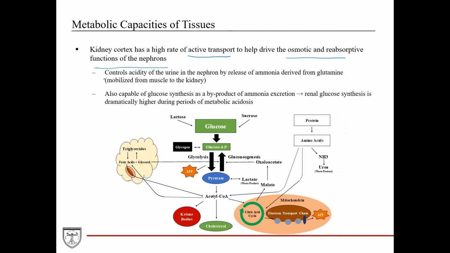The other thing the kidney does is help control the acidity of the urine by releasing ammonia derived from glutamine, which is mobilized from muscle to the kidney. As a result of that, it's also capable of glucose synthesis as a byproduct of ammonia excretion. Because of that, renal glucose synthesis is dramatically higher during periods of metabolic acidosis, because you're trying to excrete ammonia to help control the pH within the body. And so as you're excreting a high level of ammonia, you can then use that to help generate glucose.